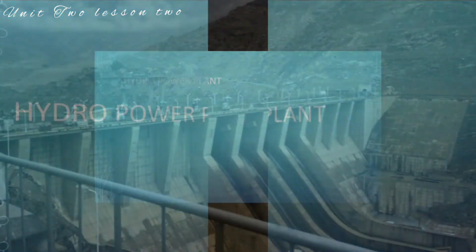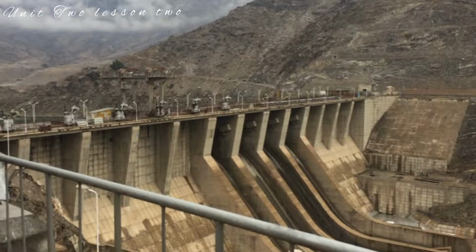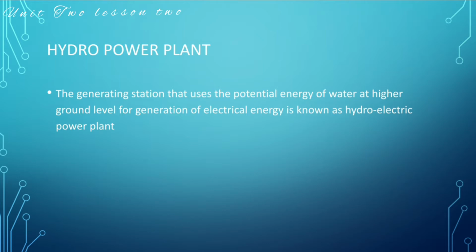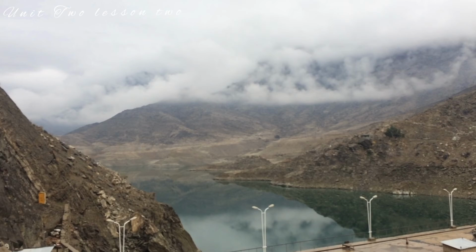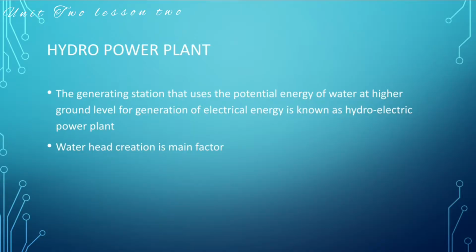Hydropower plant. The generating station that uses the potential energy of water stored at higher ground level for generation of electrical energy is known as a hydroelectric power plant. A hydroelectric power plant is constructed in such an area where the construction of a dam is preferable and a wider reservoir is obtained. In construction of a dam, water head creation is the main factor.